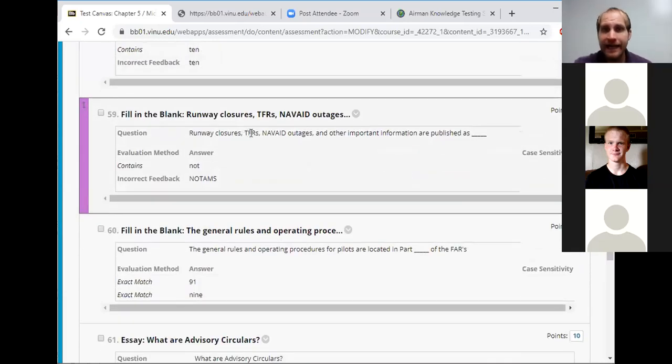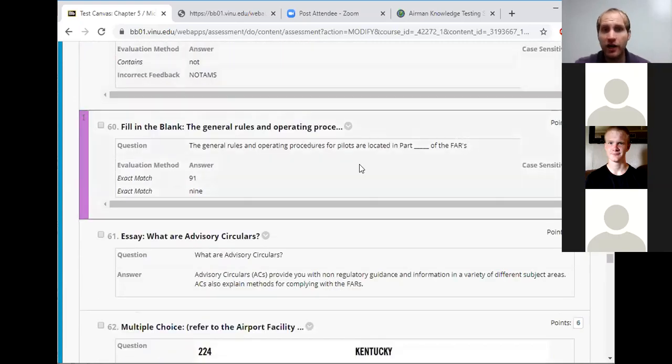Runway closures, TFRs, temporary flight restrictions, nav aid outages, other important information is published as NOTAMs, Notice to Airmen. Okay? The general rules and operating procedures for pilots are located in Part 91. Part 91 of the FARs, General Operating Flight Rules, General Rules and Operating Procedures. You should know that Part 61 is Certification of Airmen. Part 1 is Definitions and Abbreviations. Part 43 is Maintenance.